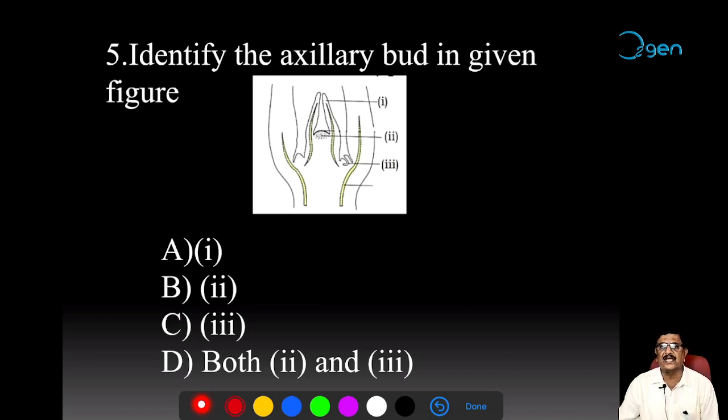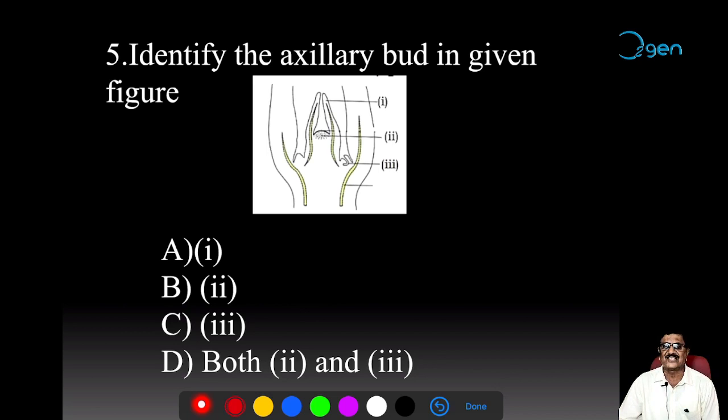Identify the axillary bud given in the figure. They have asked for the axillary bud given in the figure. A, the first one, is the primordial leaves, which will develop into leaves in the future. B, the second label, is the apical bud, which helps in the increase in the length of the plant body.